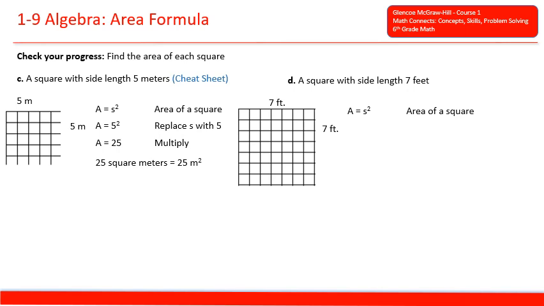We have a square with side length 7 feet. A equals S squared, or A equals side squared. We substitute S with 7, and we get 49. 49 square feet.